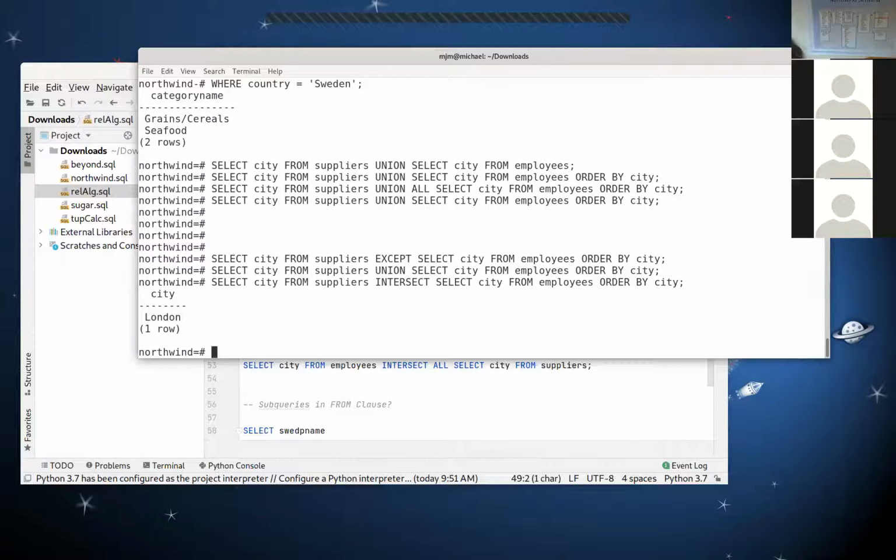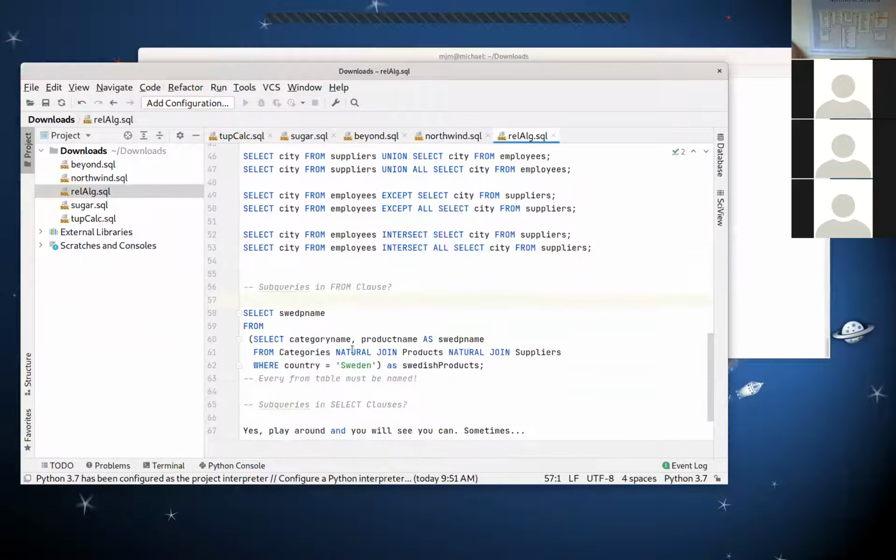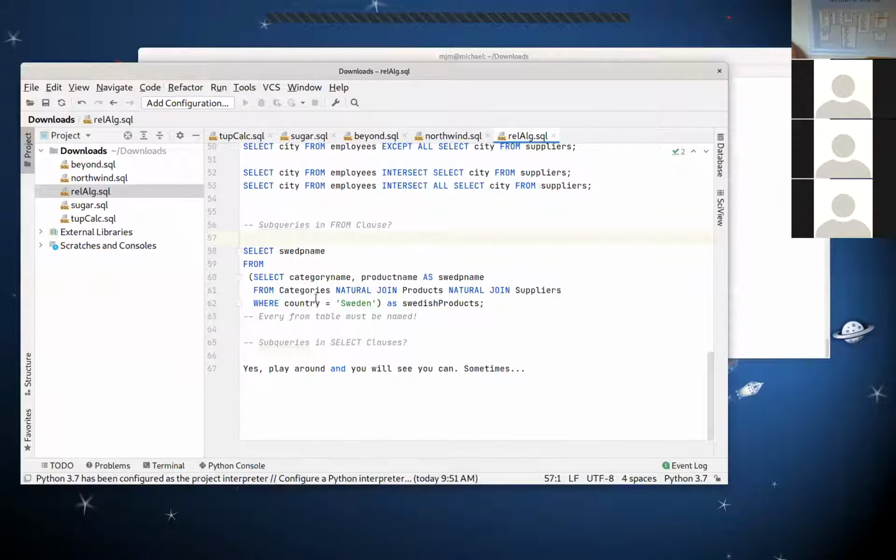Right. So that's set operators. Okay. So what else can we do? Now here's another thing we can do. You remember how we were building up those larger relational algebra expressions from sub-expressions? We can do that also here in SQL.